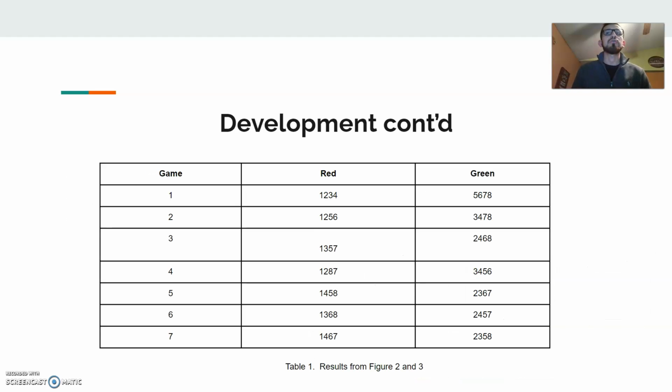And here are our results. The following table is our results from the previous figures, figure 2 and figure 3. As we can see, each pair of players is on the same team exactly 3 times. For example, if we were to take the pair 1, 2, we can see they are on the same red team 3 times, during game 1, game 2, and game 4.